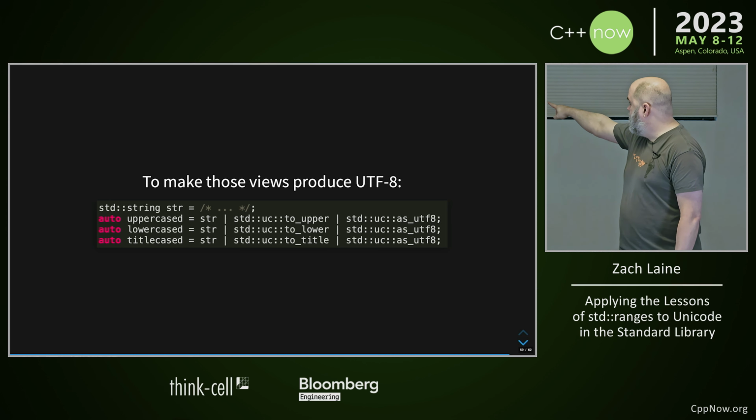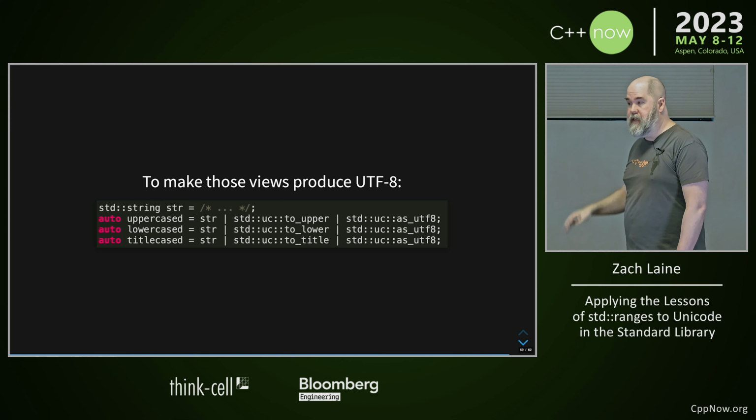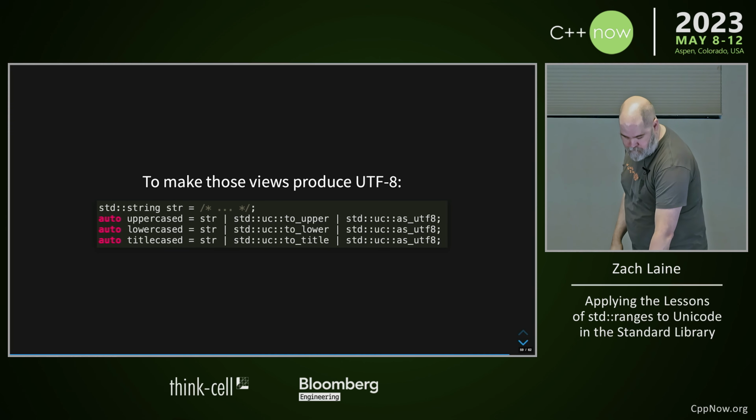Okay, and also that you're seeing these predicates here if something's uppercase or lowercase already. If you wanted the output to stay in UTF-8 because it produces code points, you'd put the adapter after it to say, take those code points and produce UTF-8 from it.